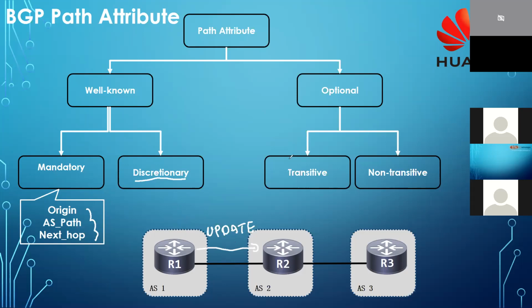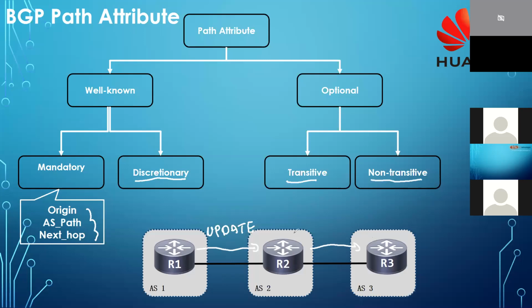Okay, so now in the optional we have transitive and non-transitive. Transitive means that when R2, for example, receives an update and sends the update to R3, R2 needs to send this attribute to the other autonomous system. That way, this is transitive.